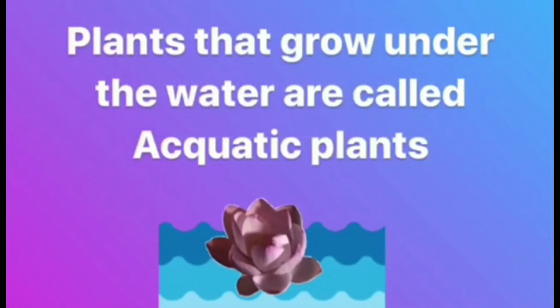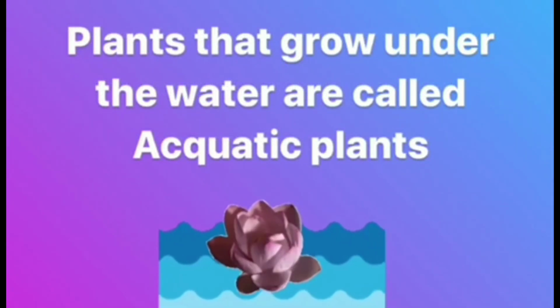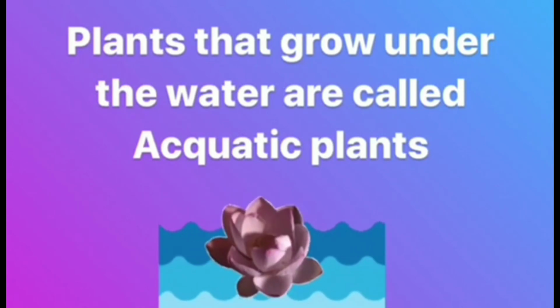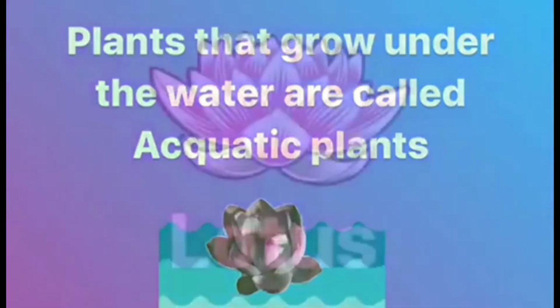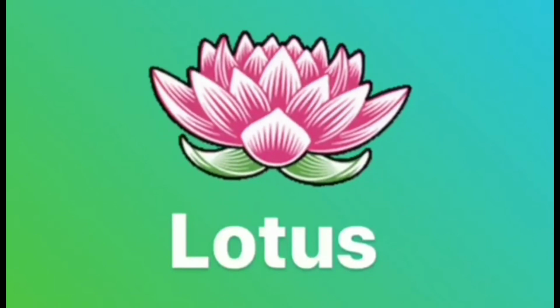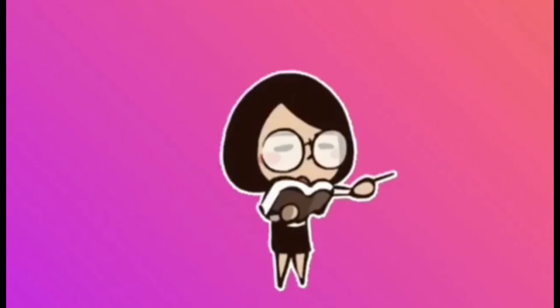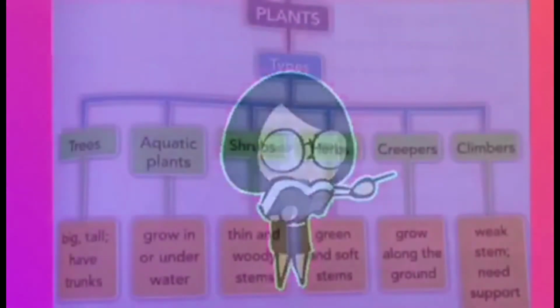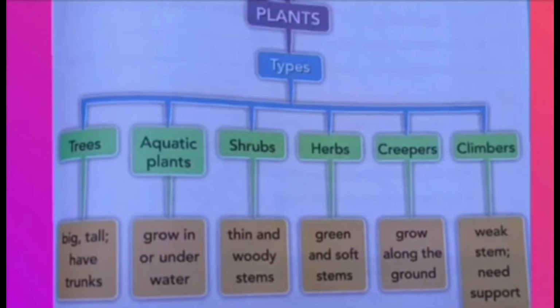There are some plants that also grow in water. These are called aquatic plants. Lotus is an aquatic plant. So, next time when you go to the lake with your parents, you may see aquatic plants floating on the water.